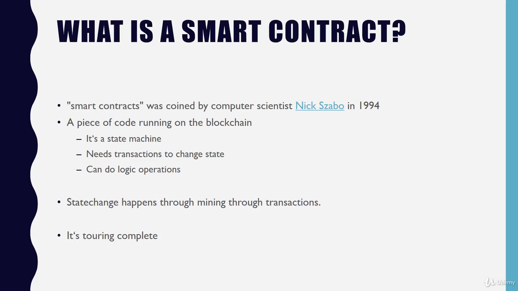It is more like a state machine, and it needs a transaction to change the state. Additionally, the smart contract can do some logic operations. The state change from a smart contract always happens through mining, through the transactions. Good to know is also that Ethereum smart contracts are Turing complete.